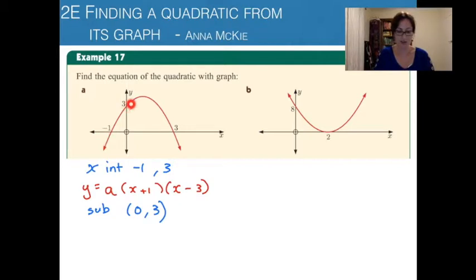I guess you could think of it as a sad face, and sad faces are negative as opposed to being positive and happy. So you're therefore expecting your a value to be less than 0. So that'll help you know if you've got the right answer or not. So substituting that number in here, so this 0, 3, where you see an x, you're putting a 0, and where you're seeing a y, you're putting a 3.